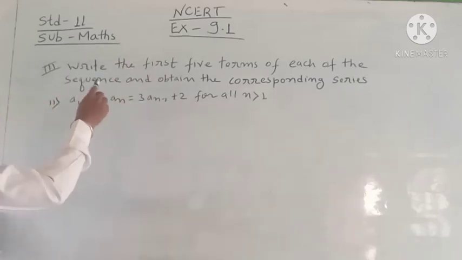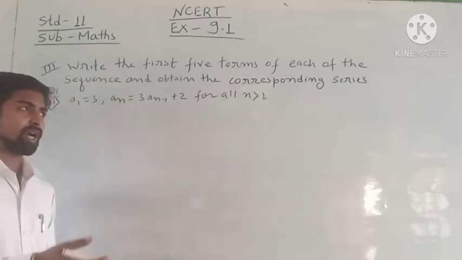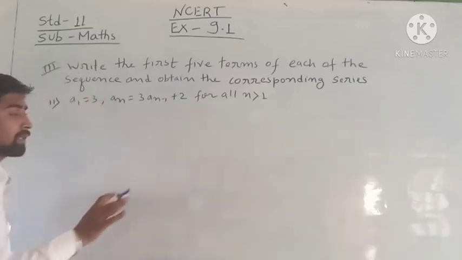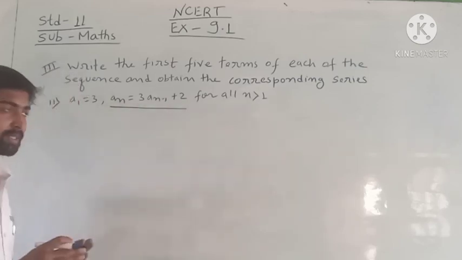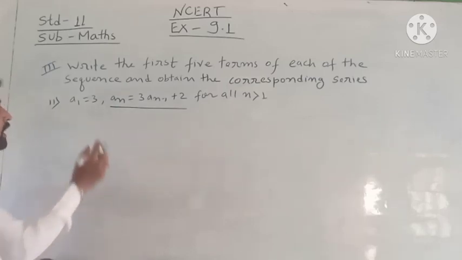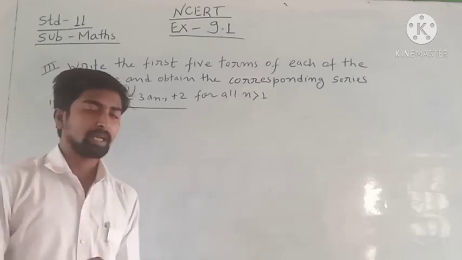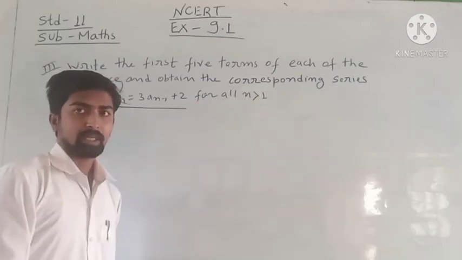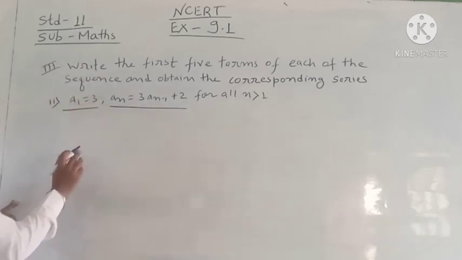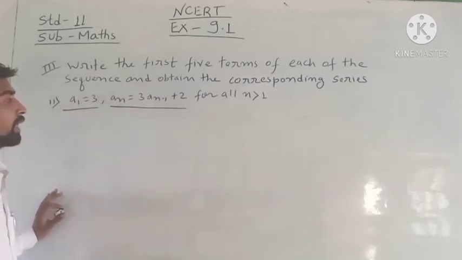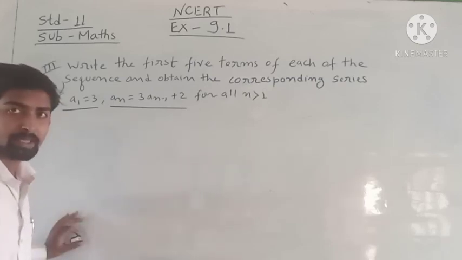We have learned to find first 5 terms, first 5, 6, 7, 8 terms of given sequence. Students, this is a general term of a sequence, and now we have to find first 5 terms. Its first term is given, which is 3, and now we have to find other terms and then find corresponding series. It's very easy, so let's find. Students, first term is already given, which is 3. Now we will find second term, third term, fourth term and fifth term. Then we will find its corresponding series.